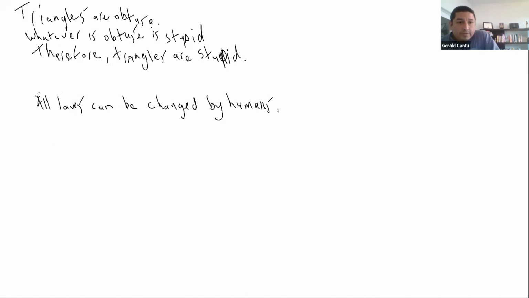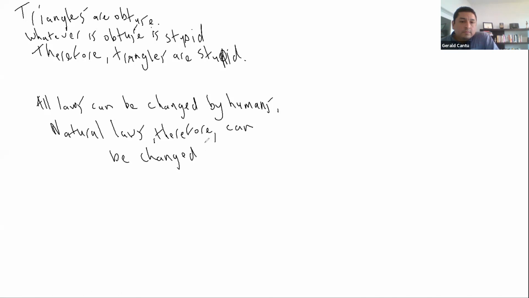All laws can be changed by humans. We're going to have two different senses of laws here. And the form of this argument is just fine. You don't actually have to have the two words in the premises and then something else in the conclusion. You can actually have the word in a premise and a conclusion.